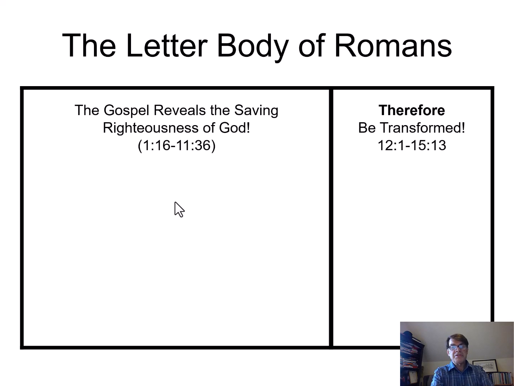So I would say that the body of Romans divides into two big parts. First, if you want to simplify it, you might say you have the teaching part of the letter and then the preaching part of the letter. Or you've got the doctrinal part of the letter, then you've got the applicational part of the letter. Maybe none of those work exactly. But the first big half of Romans, chapters 1 through 11, basically, presents the basic theological points of the letter, which I'm going to say is that the gospel reveals the saving righteousness of God.